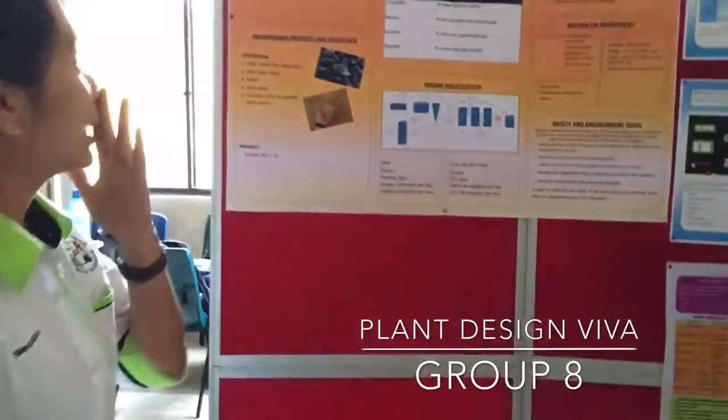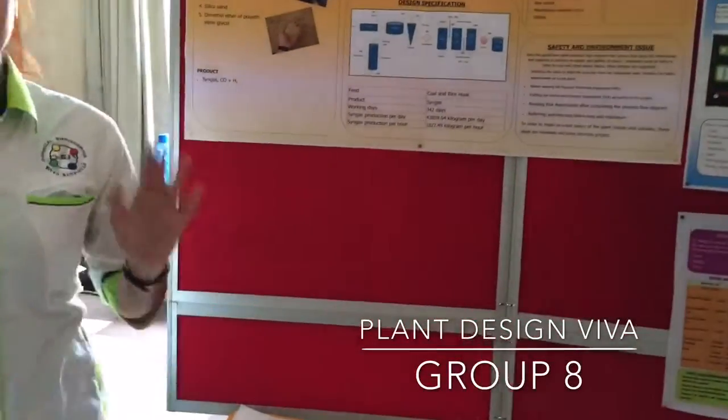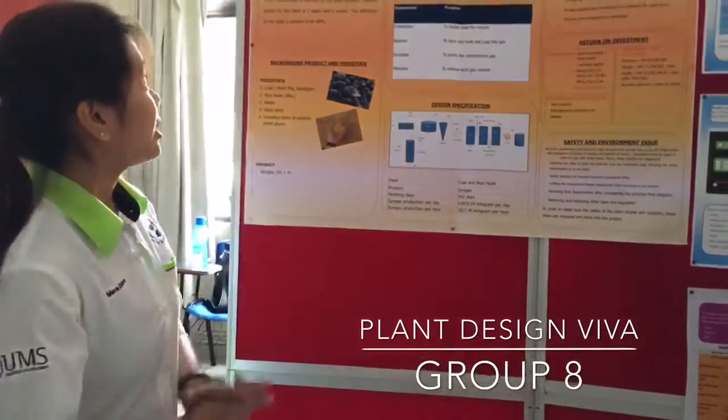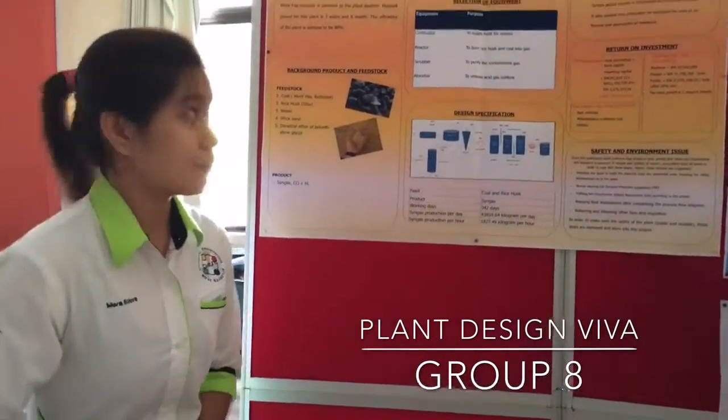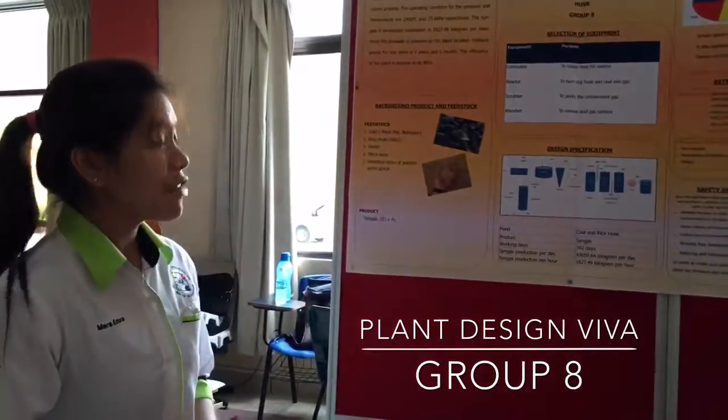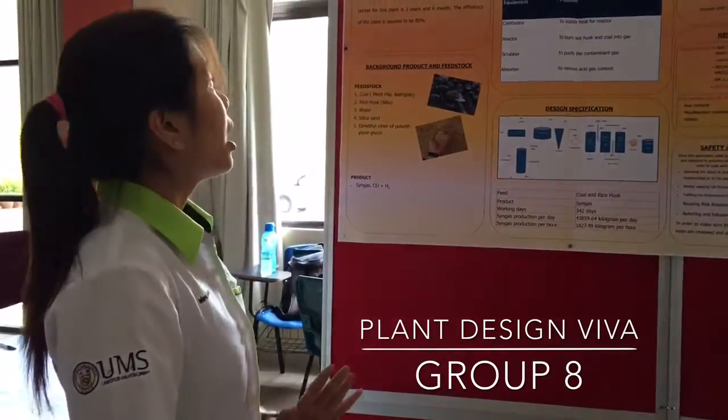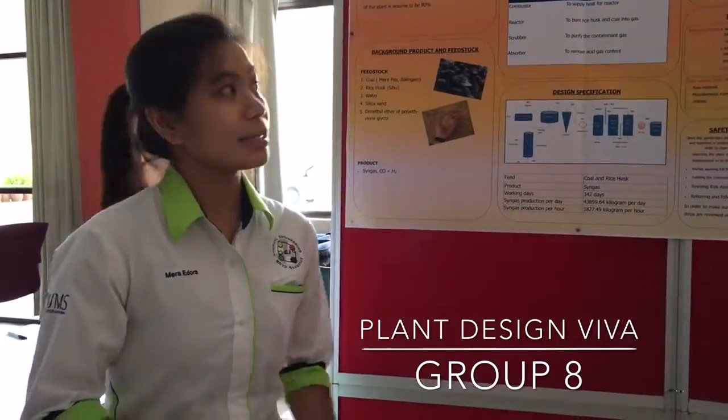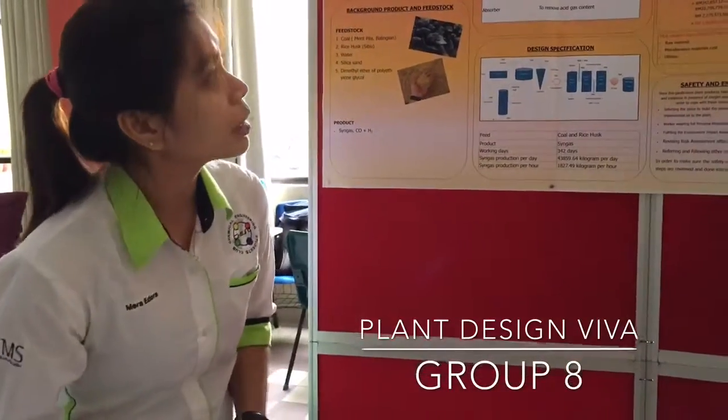Okay. And next, from the calculation, we get the payback period for our plant is 2 years and 6 months. We assume that the efficiency of our plant is 80%. Next, I pass to my friend for the market.